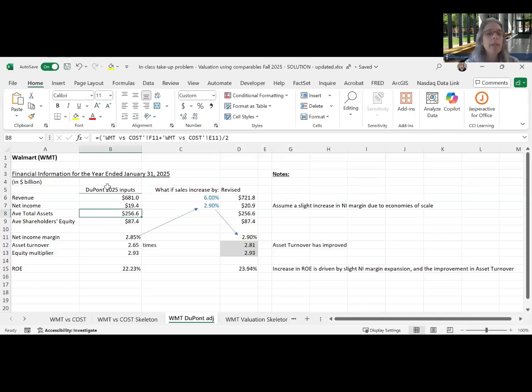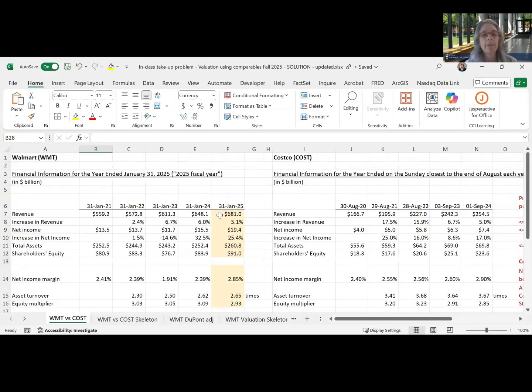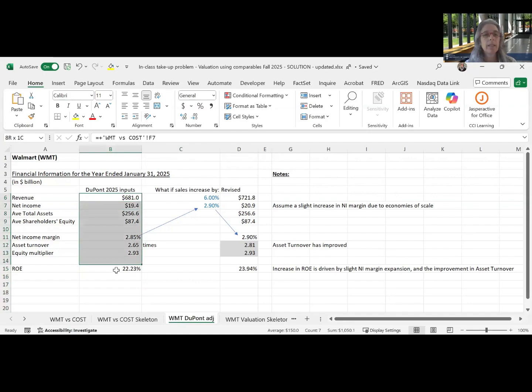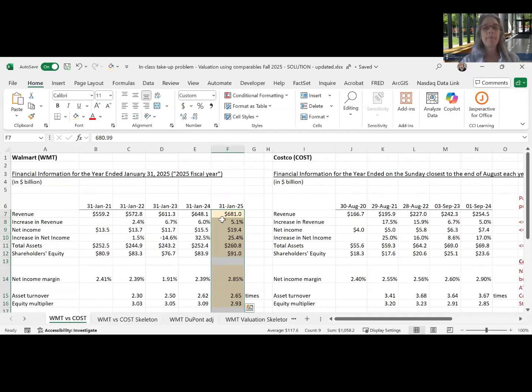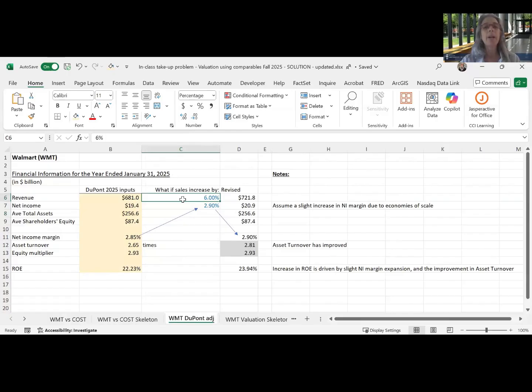Okay, so these numbers here I've copied straight from here. These are the same as we had on the previous screen. So let's say we think revenue grew by 5.1% this last year. Let's say we want to play around with that and ask what happens if we can increase sales by 6% next year?